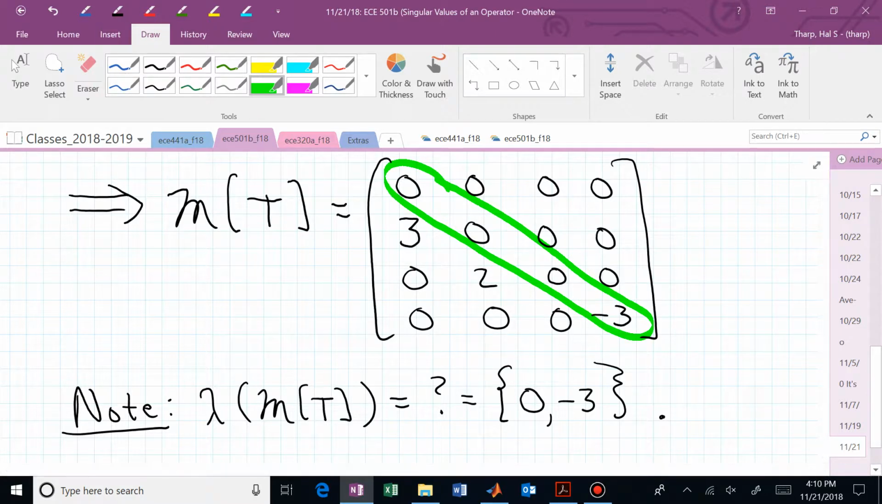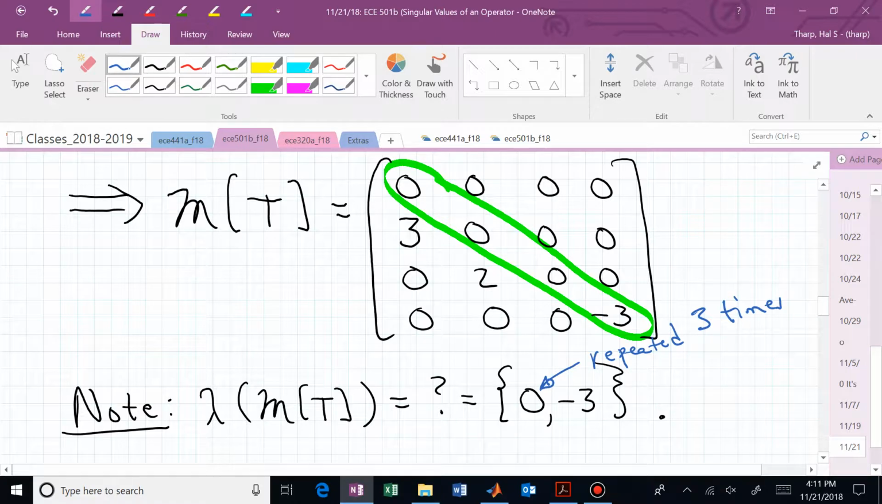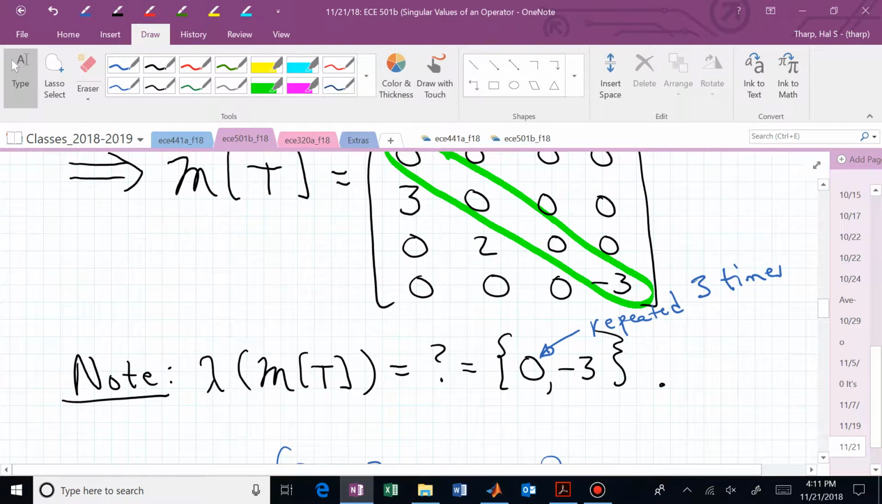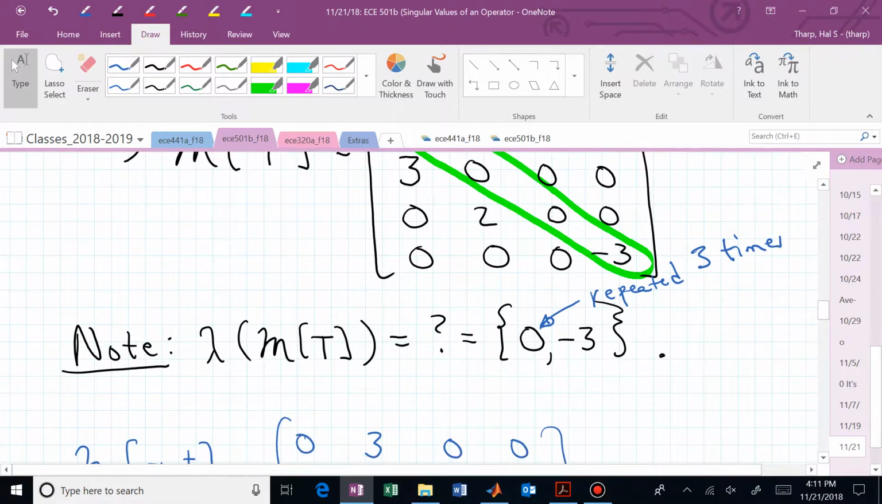And for that reason, the eigenvalues of this matrix are 0 and minus 3. We have repeated eigenvalues. We have 3 eigenvalues at 0, so these are repeated 3 times. And by inspection, we found that the eigenvalues were 0 and minus 3 because this matrix representation was actually lower triangular.